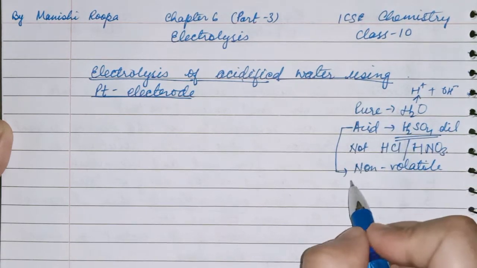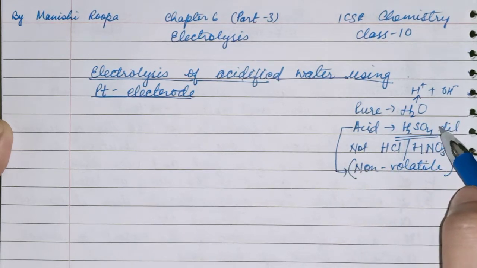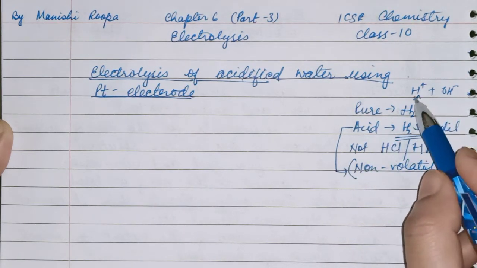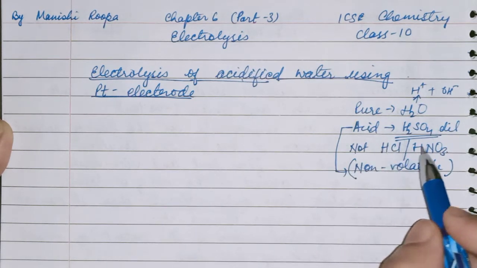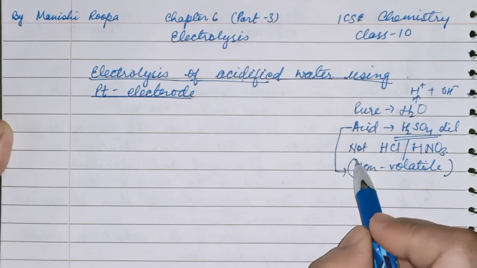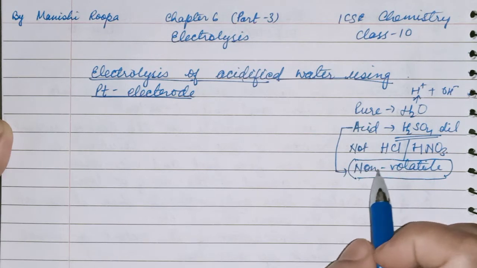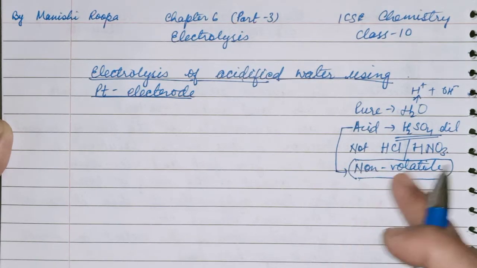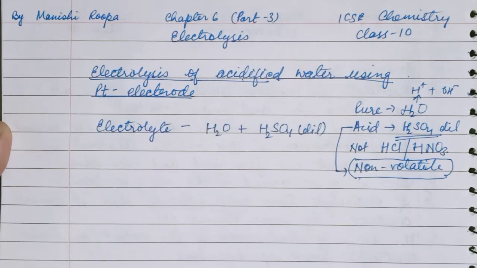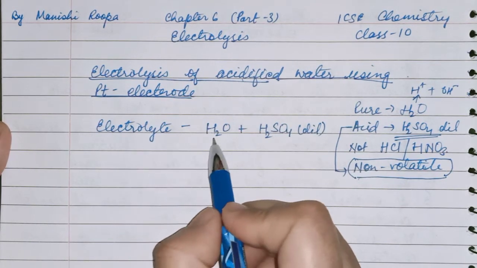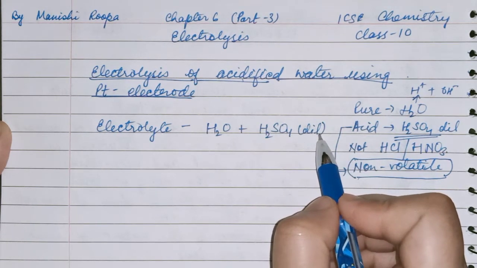H2SO4 is non-volatile. That means it will not form vapors, so it will not get mixed with the hydrogen and oxygen gas. That's why we are using H2SO4, because it is a non-volatile acid, and HCl and HNO3 are volatile acids. That's why we are not using HCl and HNO3. So you can say that the electrolyte we are using is H2O plus H2SO4 in the dilute form.